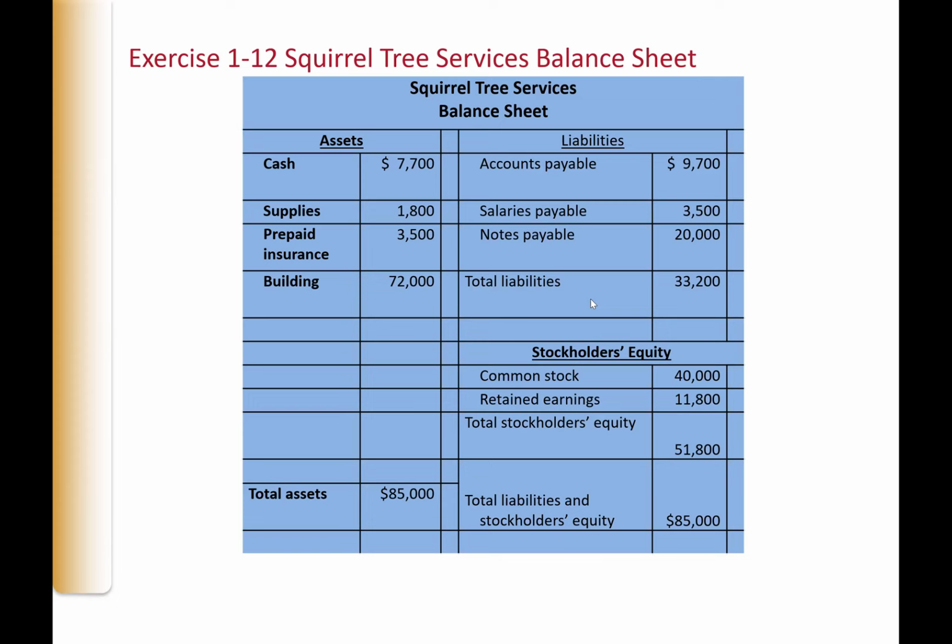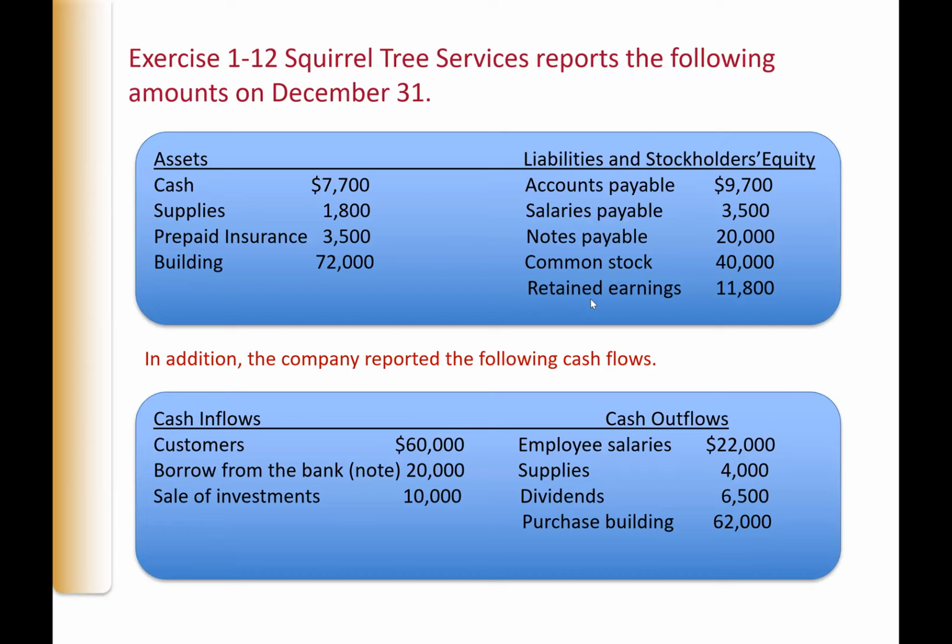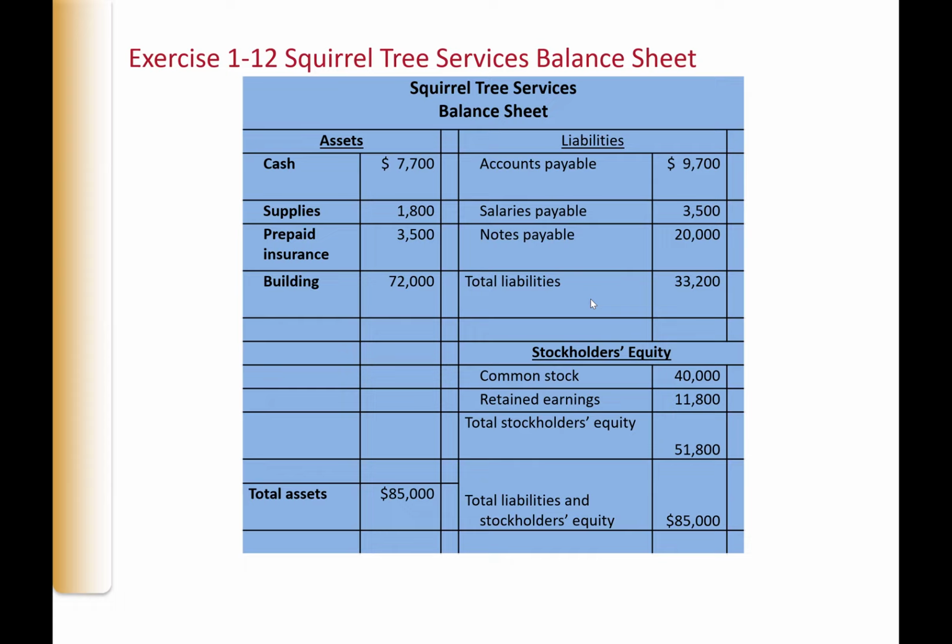We see here that our liabilities are accounts payable, salaries payable, notes payable. Are you guys getting a trend here? Liabilities, apart from one liability we'll talk about next week, will always have the word payable. So we have three liabilities here, which total $33,200. Then we have our common stock and our retained earnings. So our liabilities plus our stockholders' equity equal $85,000. Do you guys see our assets equal our liabilities plus our stockholders' equity? Okay.